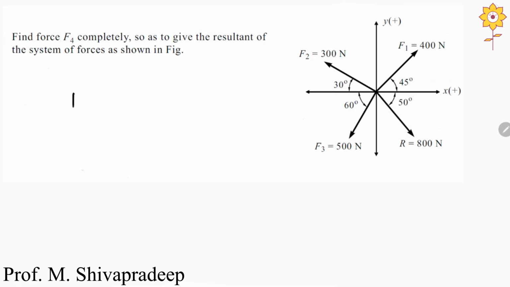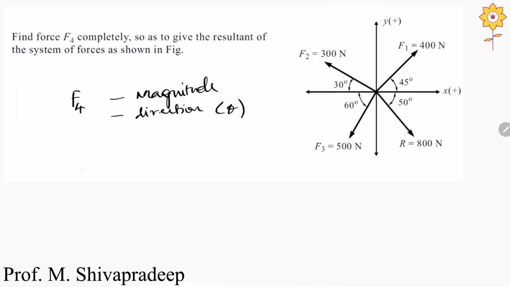That means we have to find the magnitude of the F4, and we have to find the direction, that is the theta. Direction of the point, or else theta, we can call it as theta. So we have to find out the F4 magnitude and F4 theta as well.